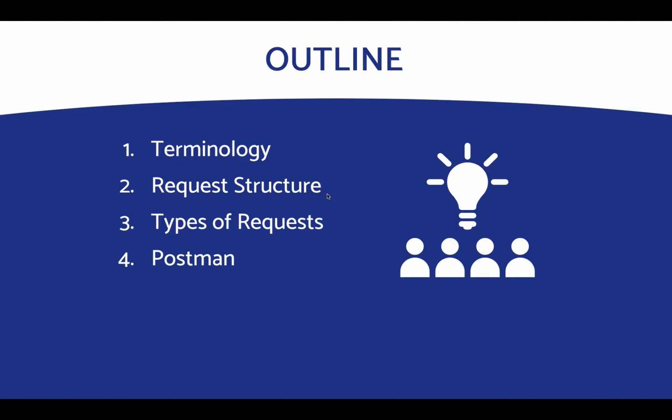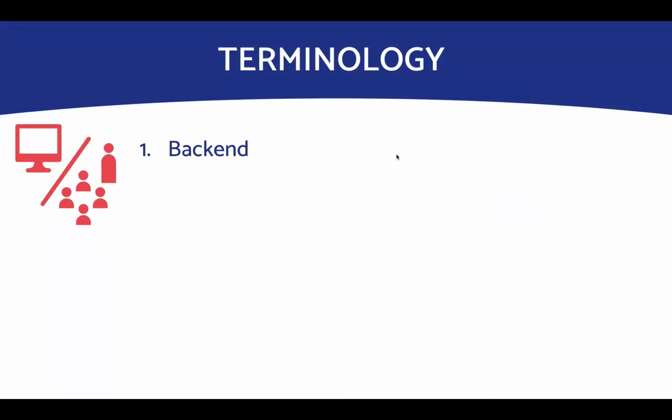I'll first go over some terminology that we'll be using throughout this short series, and some terms that you might see online while developing. I'll then go over what a request looks like and the different types of requests you can make. And finally, I'll end with some examples of how to use a tool called Postman to make some of these requests. I first want to start off by defining what a backend is.